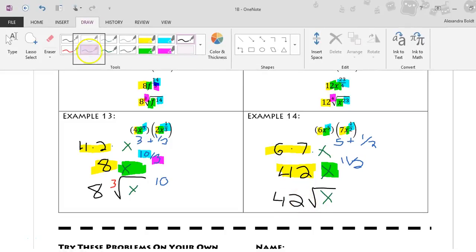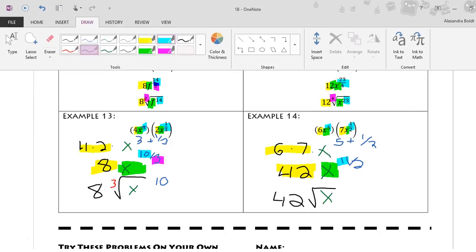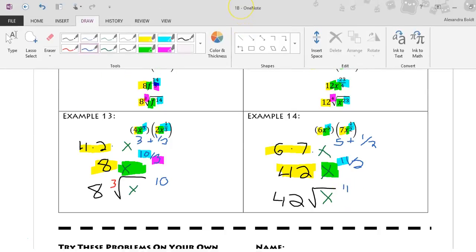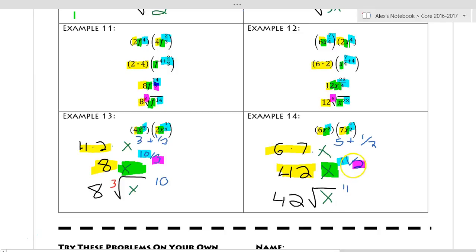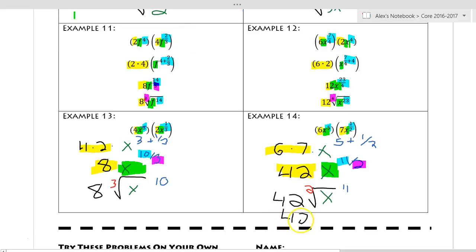Then 11 is my exponent. So it gets to go over here. And 2 is my root. So I would have the 2 here. However, remember, square root is your normal root. So I would actually write this 42, and I just have to write the radical sign. Putting a 2 there is redundant, meaning it's not necessary. I don't need to put that 2 there. So my answer will be 42 square root of x to the 11th.